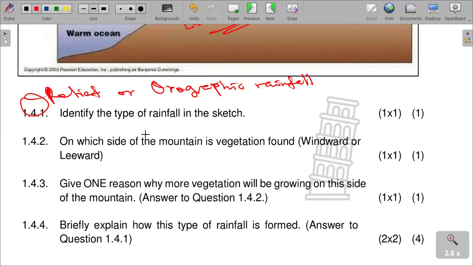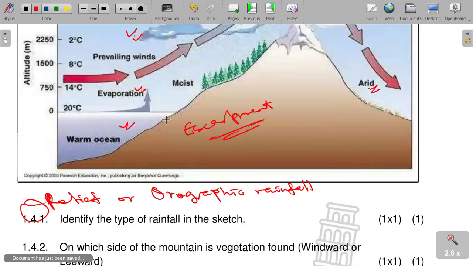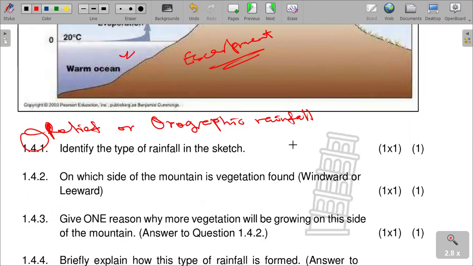And then on which side of the mountain is vegetation found? Vegetation is found on the windward side, as you can see. This is vegetation. And then on the other side, the leeward side, there is no vegetation. So vegetation is found on the windward side, class.